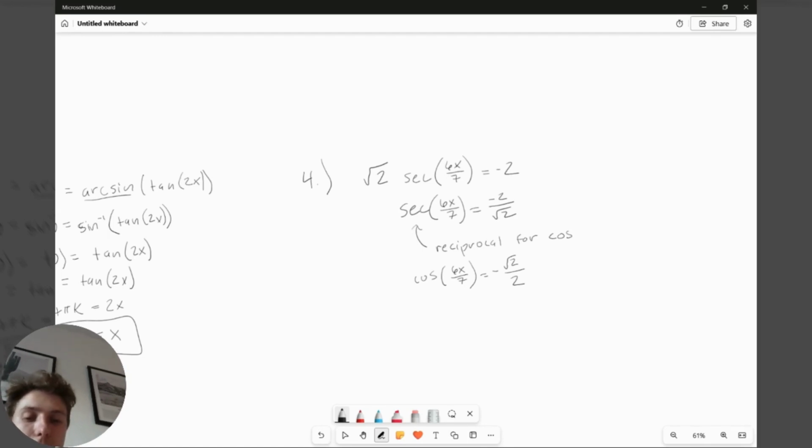Cosine is negative in 2 spots. Cosine is negative in the second and third quadrants. We know root 2 over 2 occurs at the pi fourth marks, so that would be 3 pi fourths, as well as 5 pi fourths. Don't forget to generalize it with the 2 pi k, as it does repeat every period.